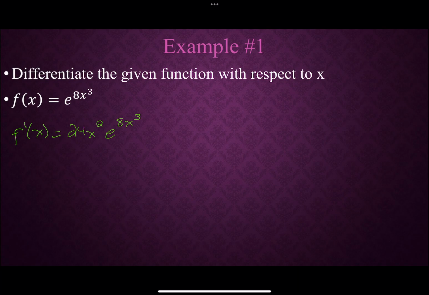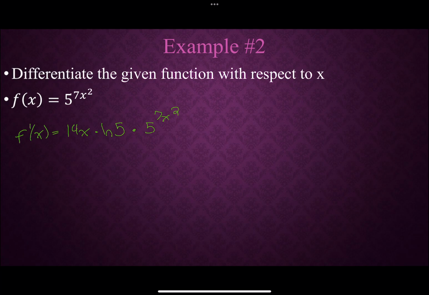If it's got a base that's not e, still the same process. I still take the derivative of the exponent, which would be 14x. I then multiply that, though, by ln of the base, so it would be ln of 5. And then I multiply that by the original exponential, 5 to the 7x squared power.